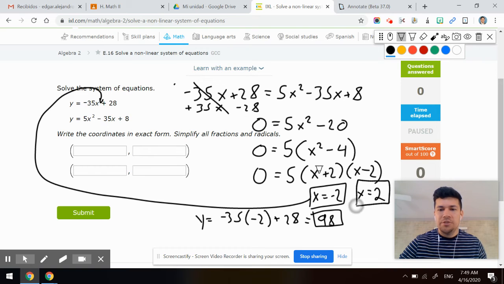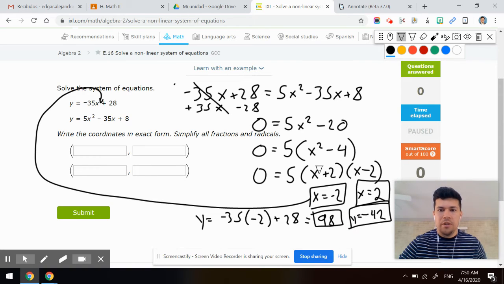Next, I'm going to substitute my second x value into the linear function, and you can actually substitute it into either one. I just think the linear one is a lot easier. So substituting a 2 into this x gives me negative 35 times 2, which is negative 70, and negative 70 plus 28 gives me negative 42. So that is negative 42 for my second y value.